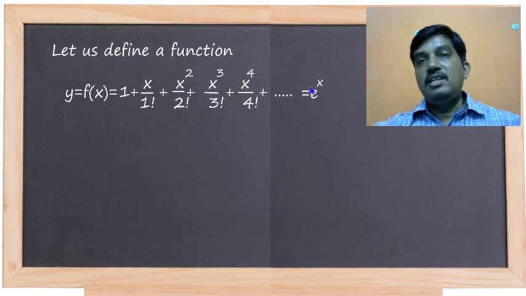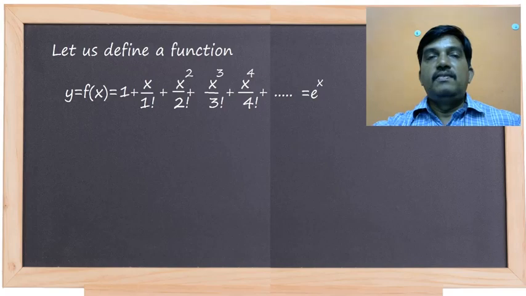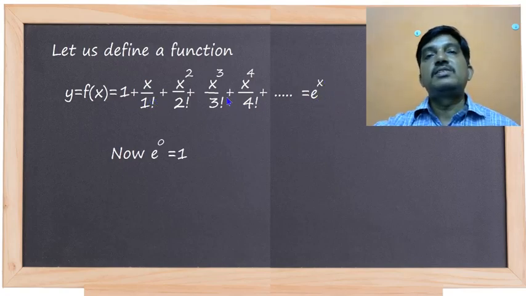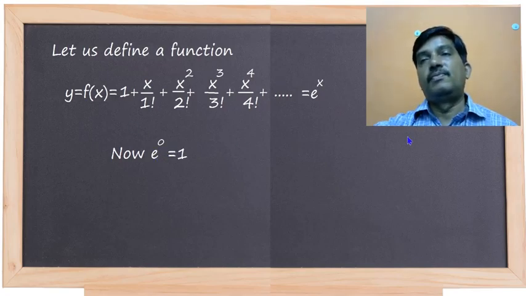And what is e? Let us get the value of e like this. First let us find e power 0. That is, what is e power 0? E power 0 is equal to 1. Just put x equal to 0 here. You get e power 0 on the right side. On the left side, if you put x equal to 0, from the second term onwards everything will become 0. And you will get e to the power 0 is equal to 1.